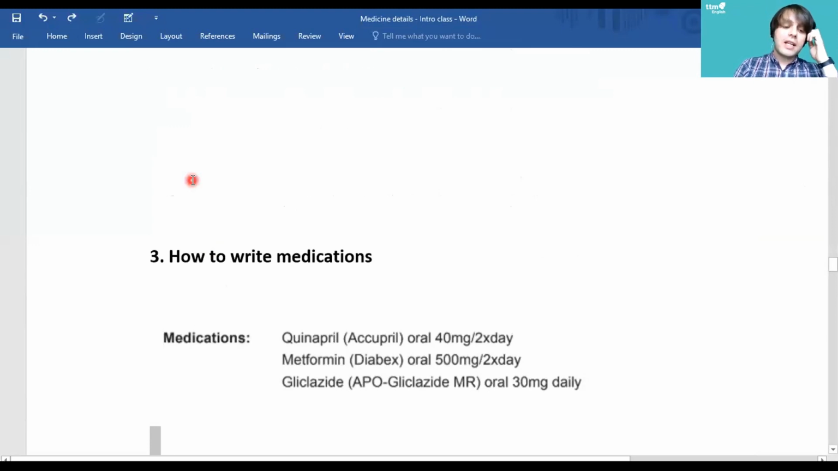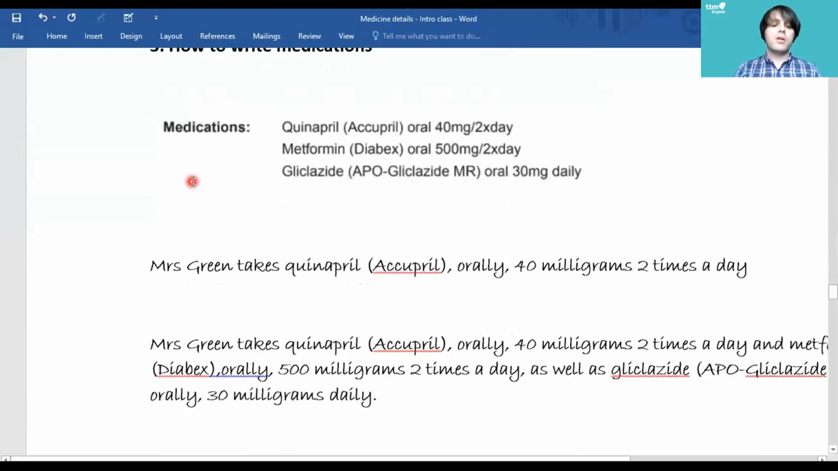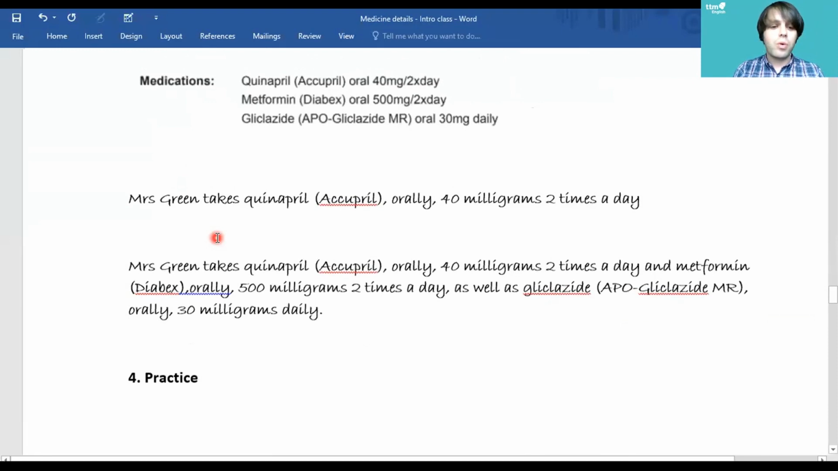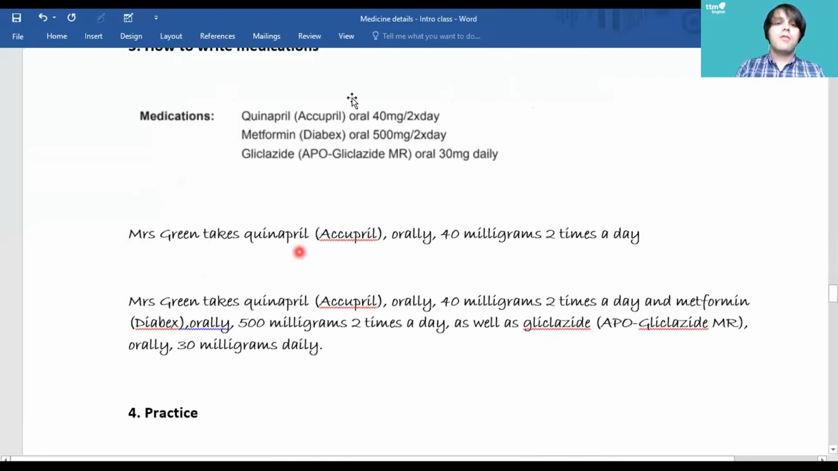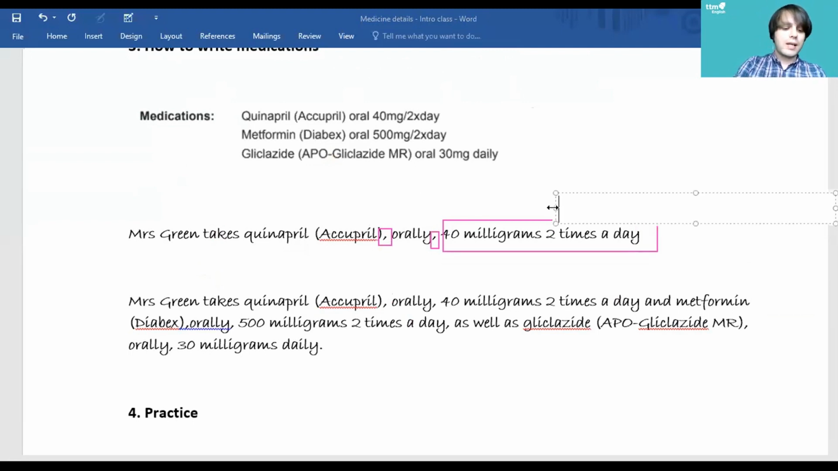Okay, so many people finished. Thank you for typing into the chat box. It looks very, very good. I'm just going to take this one from one of you, which looks fantastic, okay? Remember we said that we're going to have commas here, if it's orally, and then we're going to put everything else together, but we're going to say 2 times a day, okay? Or we can say twice a day. We're not going to say twice daily, okay?